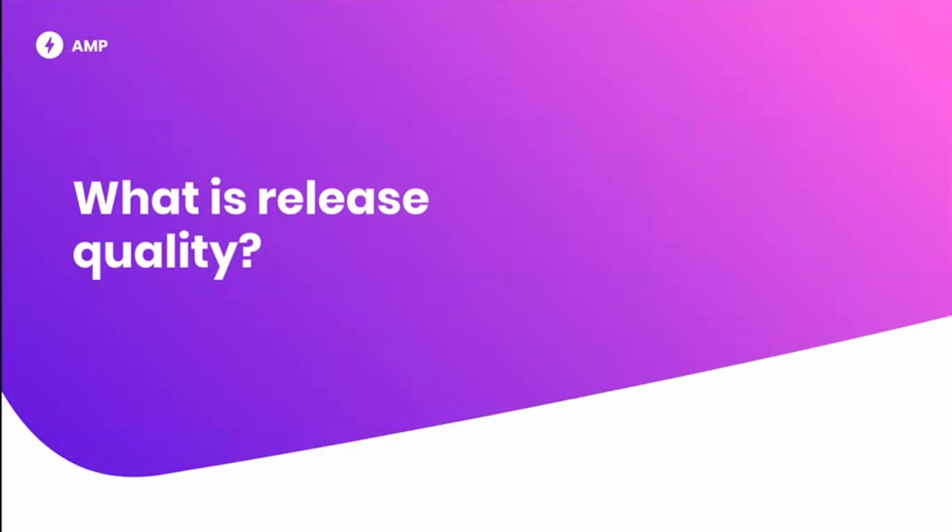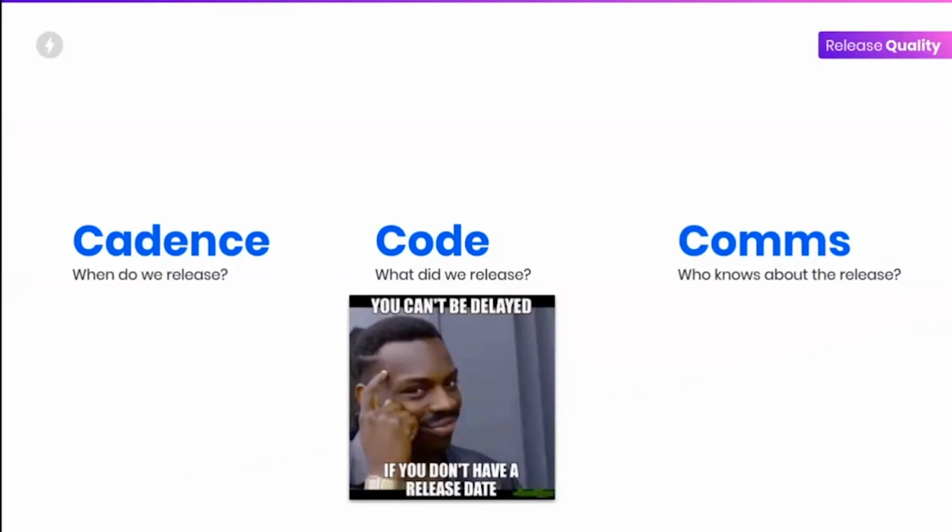Now, the second major focus of the AMP working group is release quality, but what does that really entail? Well, it's more than just the quality of the code that's being released. When I think about our releases, I think about three pillars: cadence, code, and communication. In other words, when do we release? What did we release? And who knows about the release?